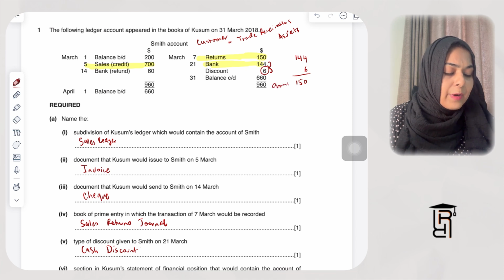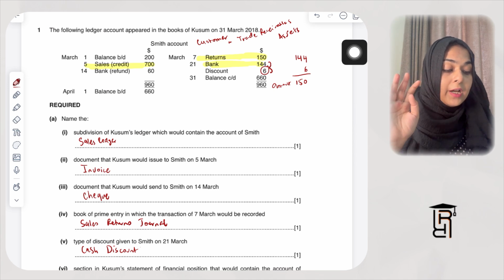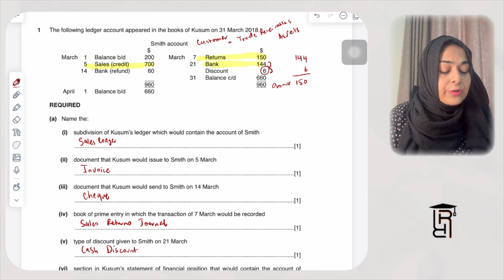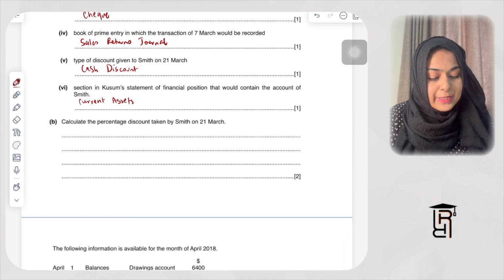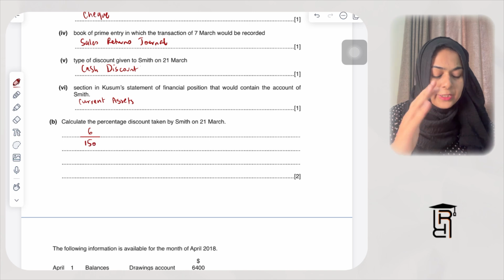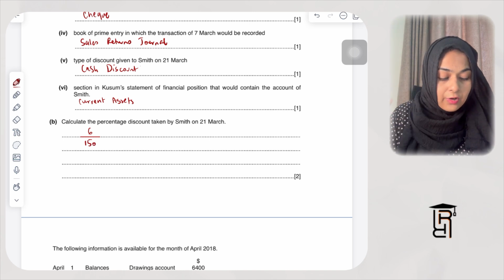So this is the amount that he's trying to settle, right? He's trying to settle $150 worth of amount, but he's paying $144 to us, and $6 is the discount that we are giving to Smith. So we are going to basically calculate the discount in such a way. $6 is the discount that we are giving Smith, and the total $150 is the amount that Smith is trying to settle with a $6 discount.